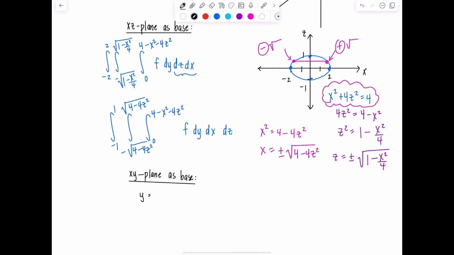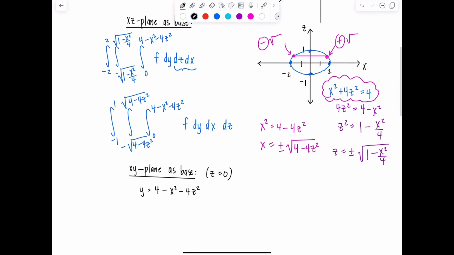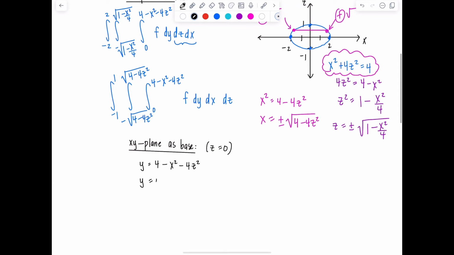So originally we have the paraboloid y equals 4 minus x squared minus 4z squared. If the xy plane is the base, then z is 0. So then we have y equals 4 minus x squared. So that's the base region in the xy plane. Hopefully you're familiar with how to graph that.